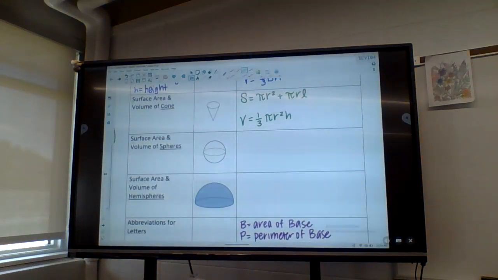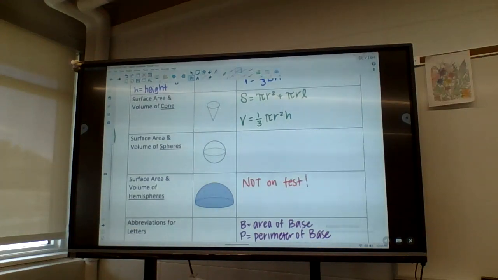Oh, I put hemispheres on here. Shoot, I didn't want them. So don't worry about hemispheres. So I was actually looking at our textbook, and I actually think they do hemispheres wrong for surface area. When they do the surface area of it, they just do the top. They don't cover the bottom. And in my argument, the surface area should actually cover the bottom as well. So I'm not putting that on this test. And that's not the only reason, but I'm just not putting it on the test.